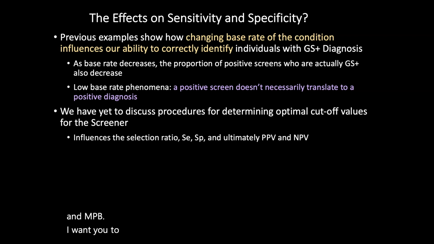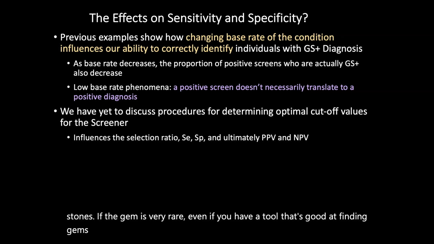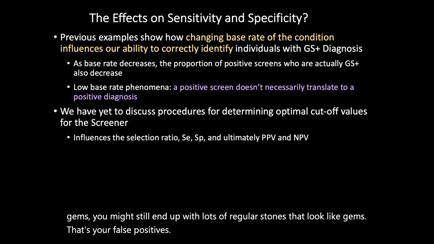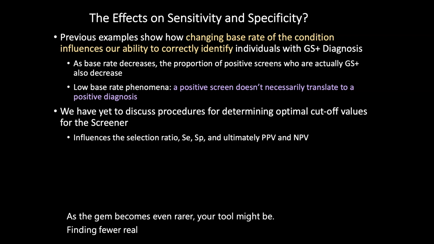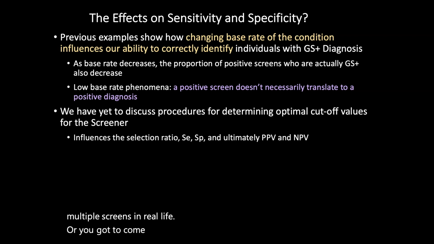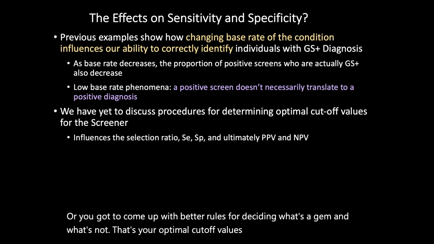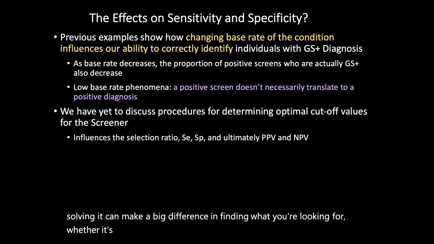I want you to imagine you're trying to find a rare gem in a big pile of stones. If the gem is very rare, even if you have a tool that's good at finding gems, you might still end up with lots of regular stones that look like gems. Those are your false positives. As the gem becomes even rarer, your tool might be finding fewer real gems than fake ones. You might need to look again and again, which means you're taking multiple screens in real life, or you've got to come up with better rules for deciding what's a gem and what's not. That's your optimal cutoff values. This is a complex puzzle, and solving it can make a big difference in finding what you're looking for, whether it's a rare gem or a rare medical condition.